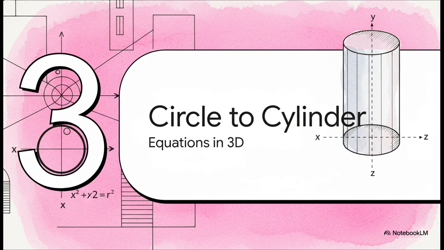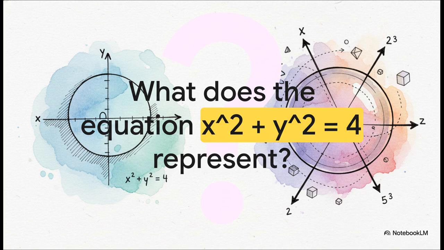All right, now for a concept that might feel a little weird at first. This is where things get kind of mind-bending, because equations you thought you knew, well, they take on a whole new life in 3 dimensions. So let me ask you this. What does x squared plus y squared equals 4 represent? Now, in your 2D class, you'd shout, a circle with a radius of 2, and you'd be 100% correct. But what happens when we're playing in R3, in 3-dimensional space?